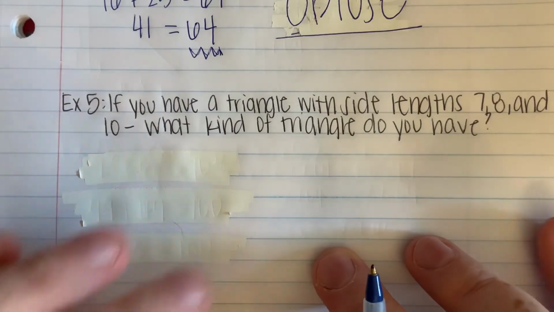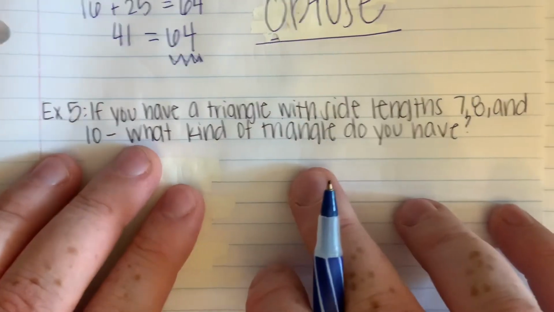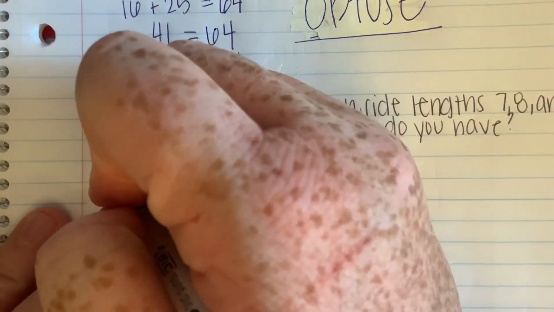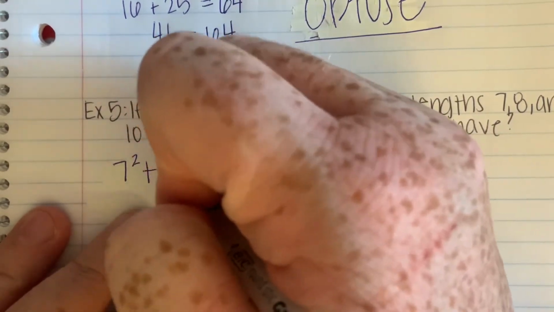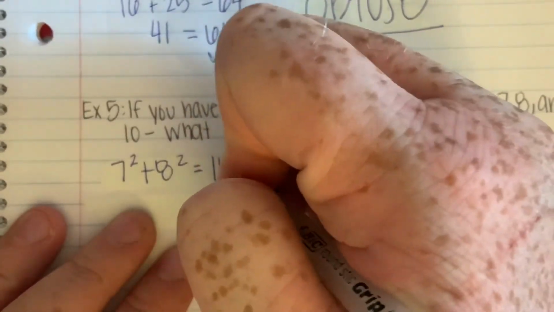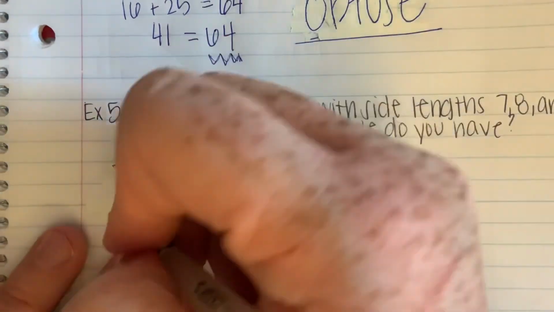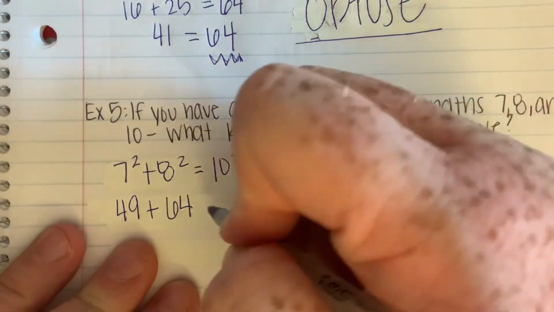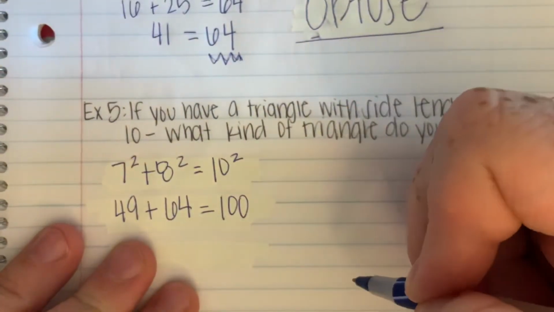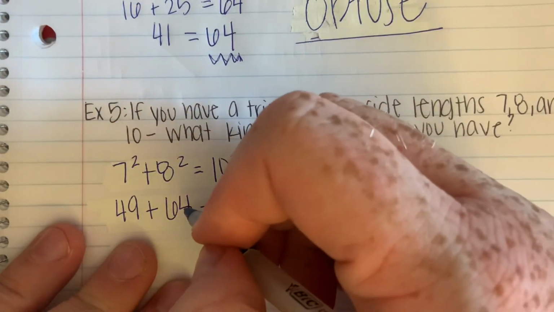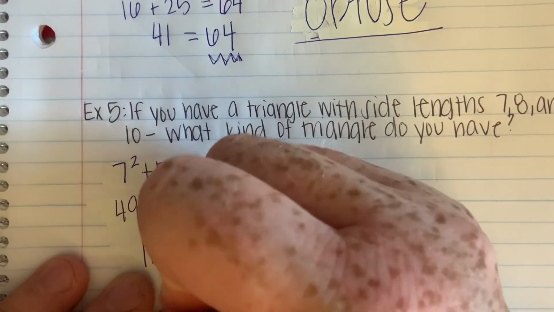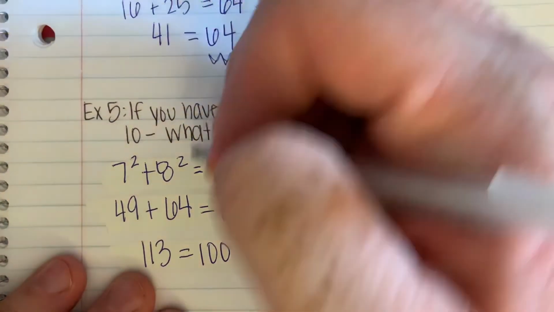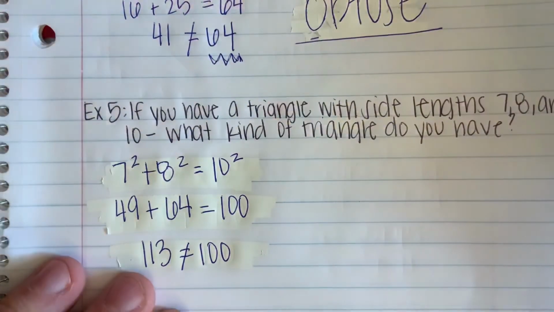My last example. If you have a triangle with side length 7, I write too big, 7, 8, and 10, what kind of triangle do you have? Same process. My 2 smaller numbers are going to be my legs, and my big number is my hypotenuse. So 7 squared is 49, plus 8 squared equals 64, 10 squared is 100. 49 plus 64 equals 113. This obviously does not equal 100. Oops, I didn't write doesn't equal.